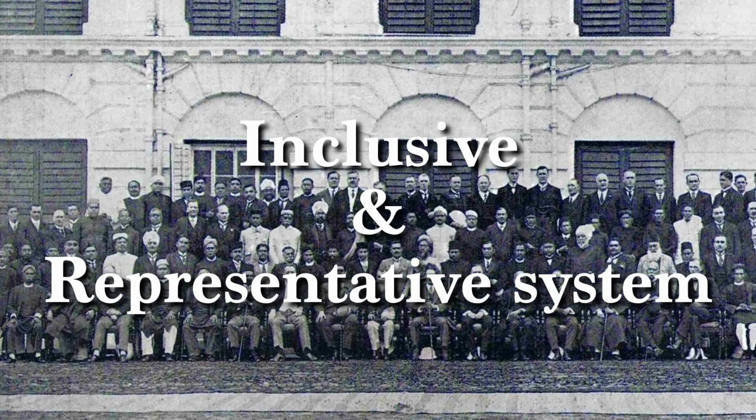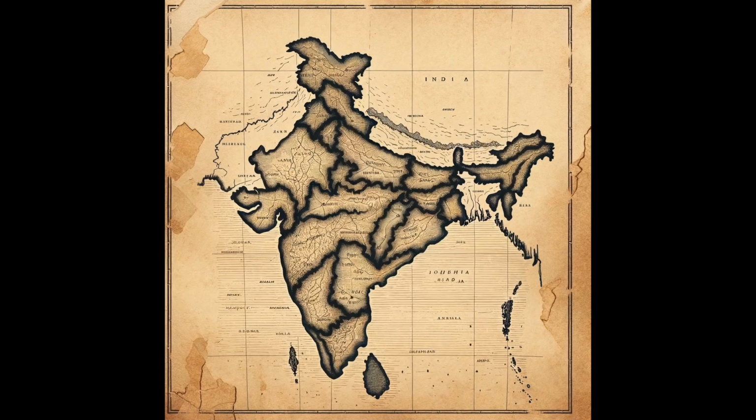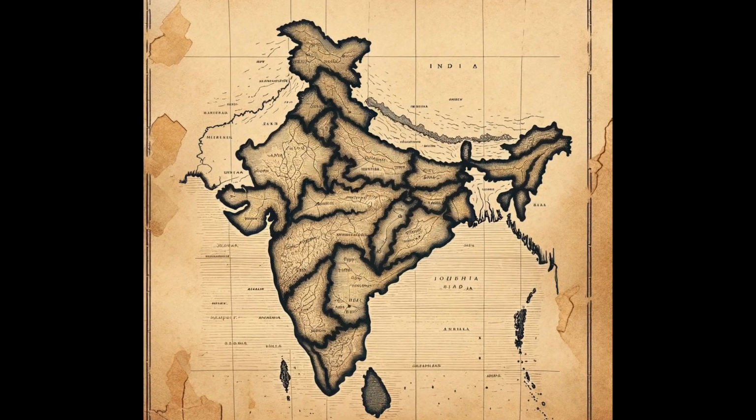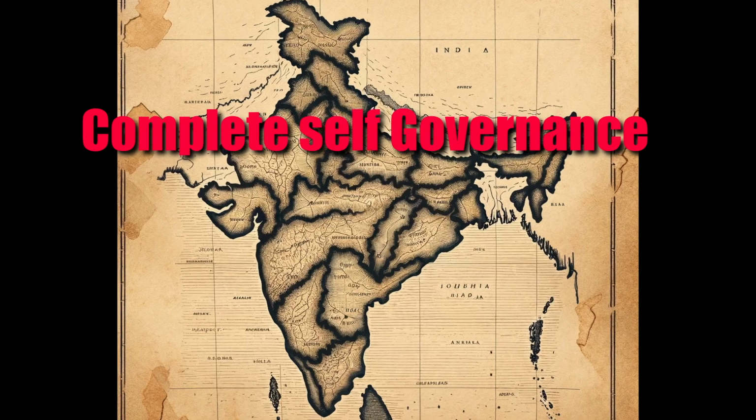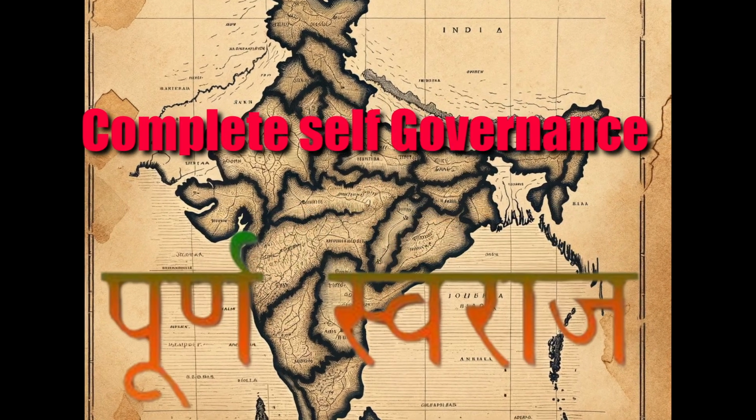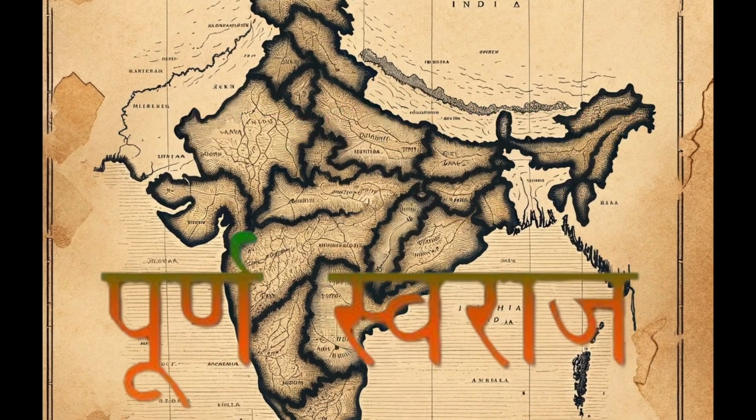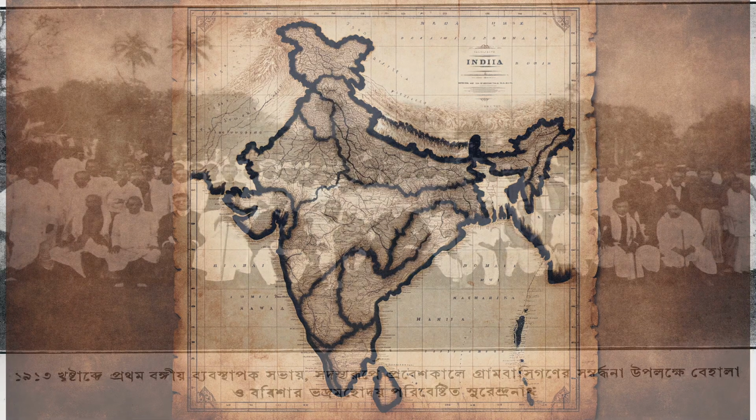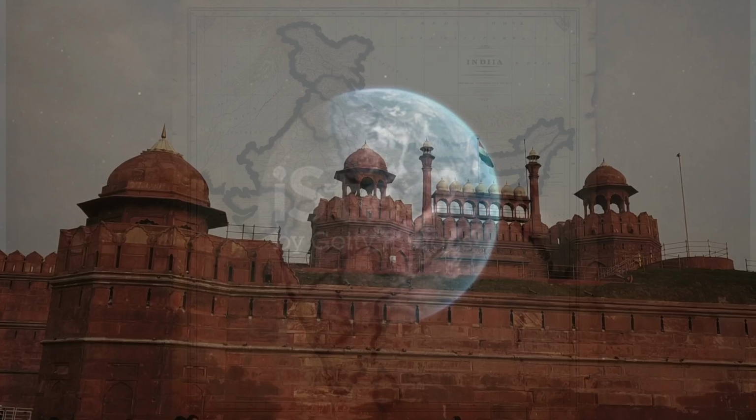representative system, igniting a spark that would eventually blaze into India's quest for complete self-governance, Purn Swaraj. Nevertheless, it marked progress by granting greater participation and influence to the legislative councils in shaping the governance of India.